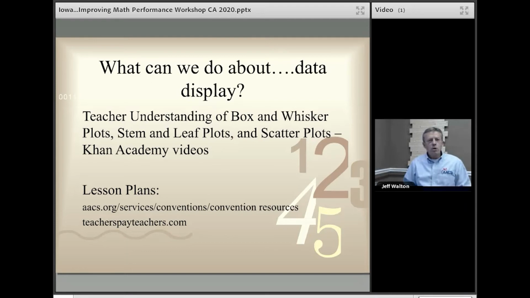You could make a good argument that students don't really need to learn these things, that they don't really need to learn a box and whisker plot or a stem and leaf plot. I think you could make a legitimate argument that they don't need to learn those things.